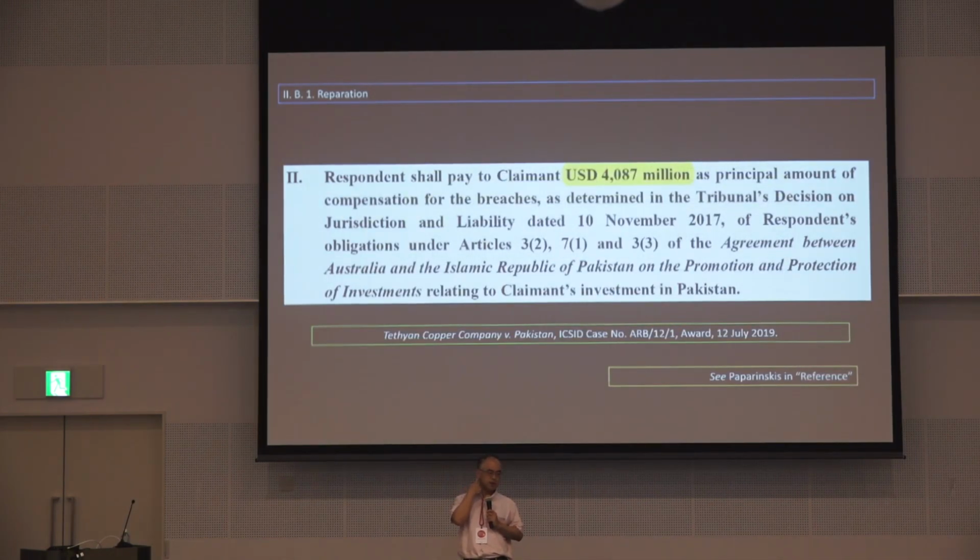But what about this? This one recent arbitral award, Tethyan versus Pakistan, again, we do not have to go into the details. Simply the conclusion: Pakistan is obliged to pay compensation of this amount. Not a petty amount, right? $4 billion compensation. What's intriguing is that the date is important. Remember the date: 12th July 2019, right? July 2019.